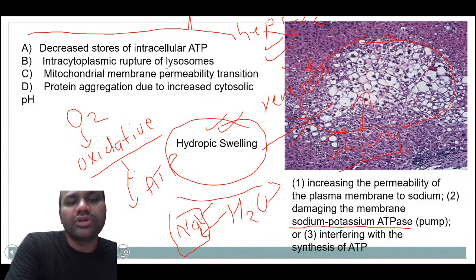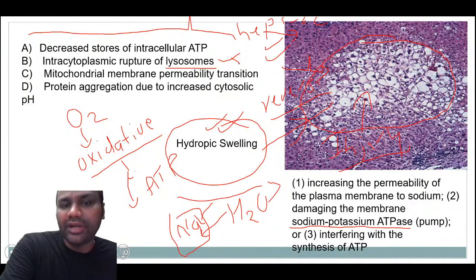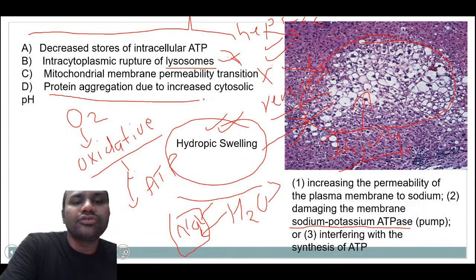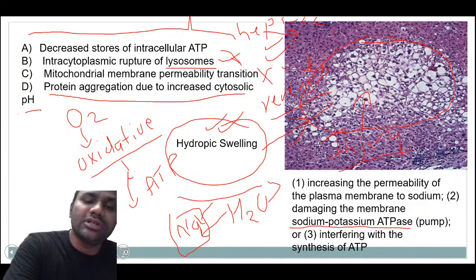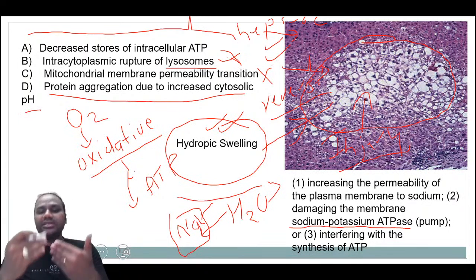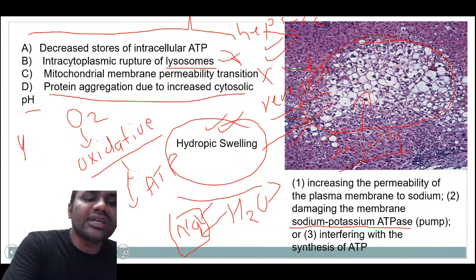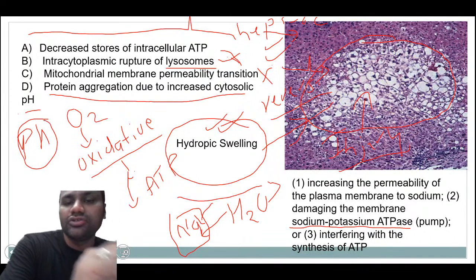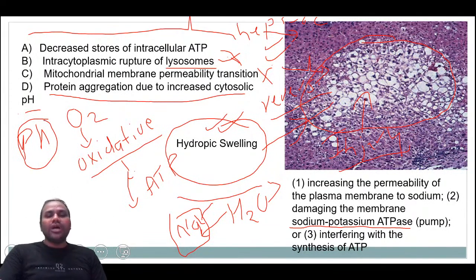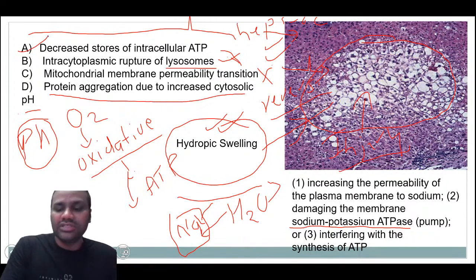Intracytoplasmic rupture of lysosome: in this injury, this is hydropic swelling only, so this is a reversible injury. In reversible injury there will be no rupture of lysosome. Again, mitochondrial membrane permeability transition, the MPTP, will also not change in this injury. And protein aggregation due to increased cytosolic pH: whenever there is injury, we know that the pH of the cell decreases. This is also a high yield point. The pH of the cell decreases in case of injury, so this is also wrong. So option A will be our correct answer for this question.